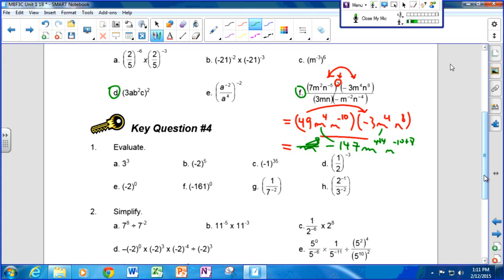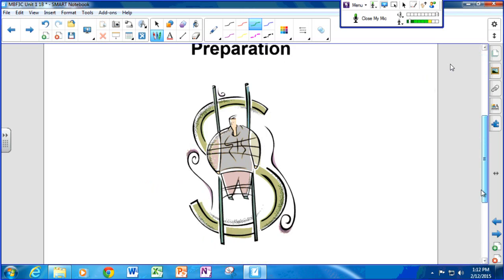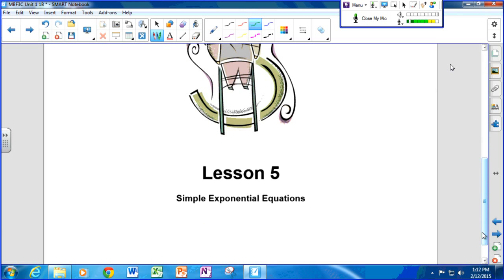All right, so let's take a look at lesson 5 then. Lesson 5, simple exponential equations. So we're going to look at another class of equations. So far we've been looking at parabolas, and just as a refresher, the parabola usually looks something like this. This is your x, this is your y. And there's another class of equations that looks a little bit like half of a parabola. It's a slightly different shape, and they're called exponential equations.